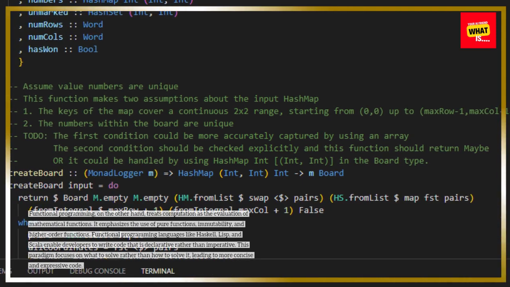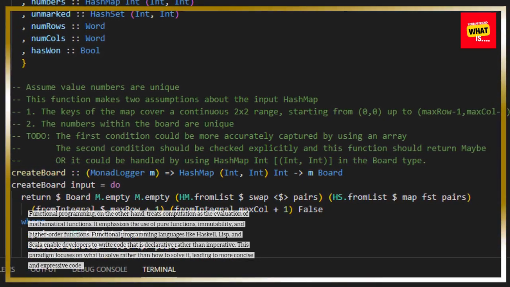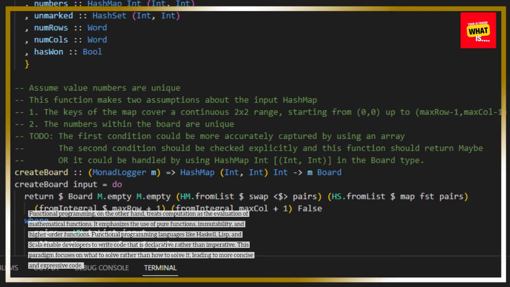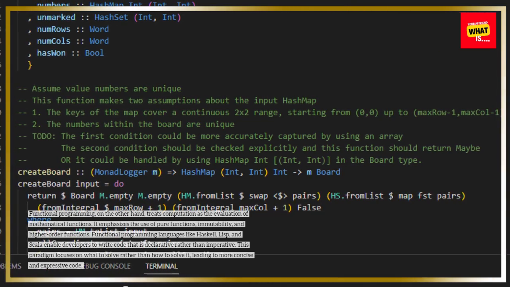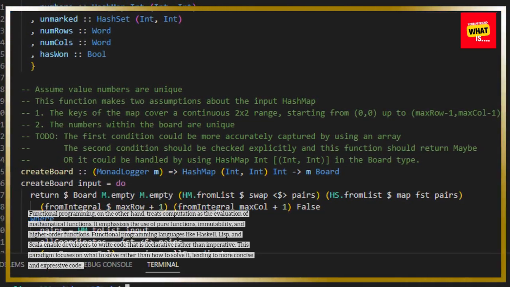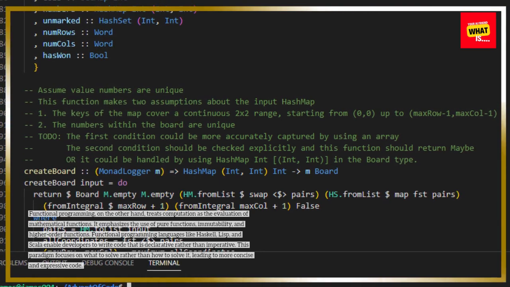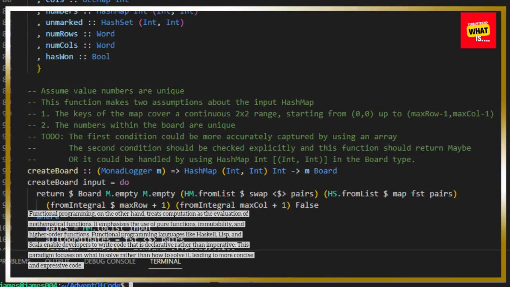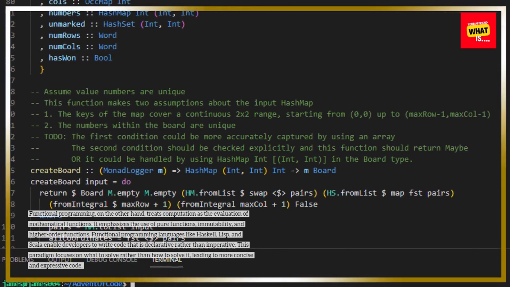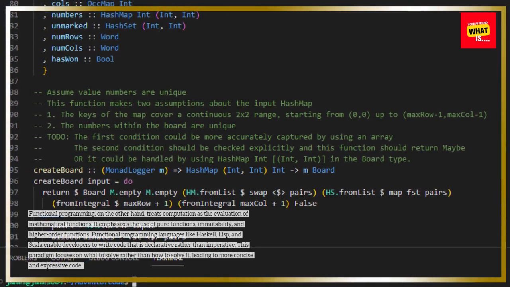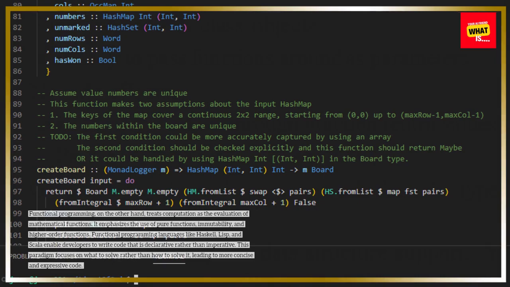Understanding functional programming. Functional programming, on the other hand, treats computation as the evaluation of mathematical functions. It emphasizes the use of pure functions, immutability, and higher-order functions. Functional programming languages like Haskell, Lisp, and Scala enable developers to write code that is declarative rather than imperative. This paradigm focuses on what to solve rather than how to solve it, leading to more concise and expressive code.